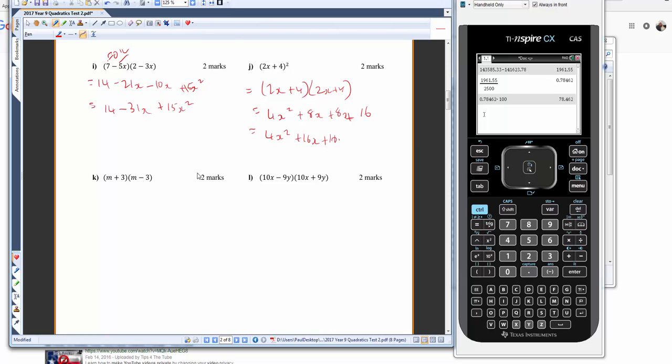Alright, we've got difference of perfect squares situation here. So what will happen is the middle terms will cancel each other out, but if you didn't know that, just do the full expansion. M squared plus 3m, take 3m, take 9. These cancel out, leaving us with m squared take 9. Same situation over here. We've got 100x squared, take away 90xy, plus 90xy, take away 81y squared, which is 100x squared, take away 81y squared.